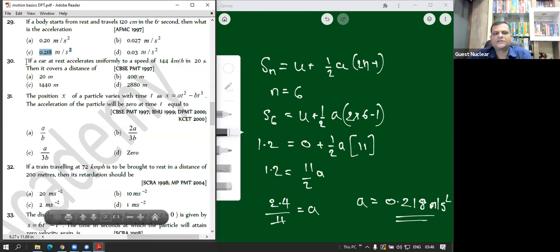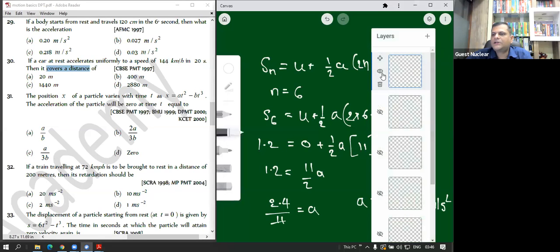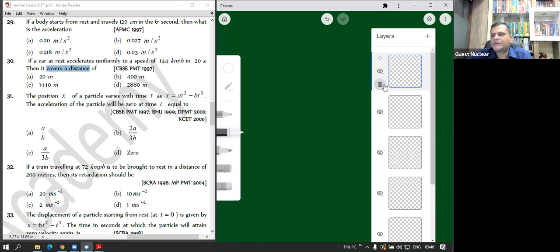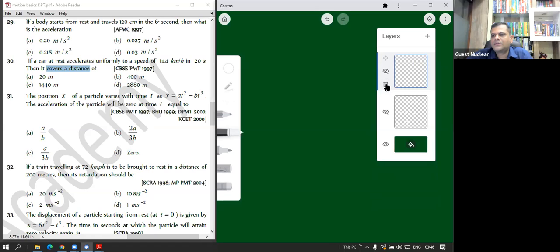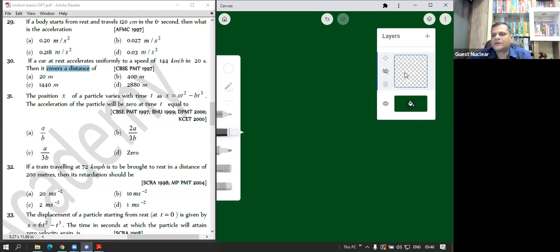Okay, let us see this 30th question. A car at rest accelerates uniformly to the speed of 144 km per hour in 20 seconds. Then it covers a distance of, yes, which kinematical equation can you use here? Just tell me fast. Which kinematical equation will we use here? कौन बताएगा?